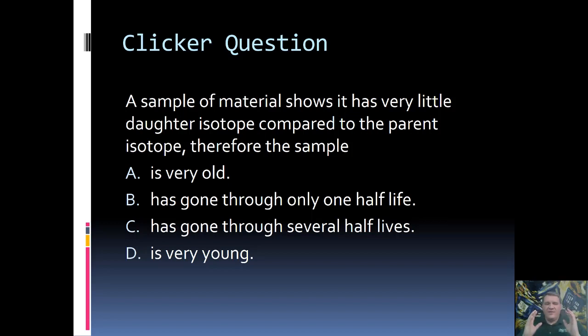All right, so if we have just a little bit of daughter and lots of parent, that means we haven't even gone through one half-life yet. In other words, the sample has to be very young. So the correct answer is D.